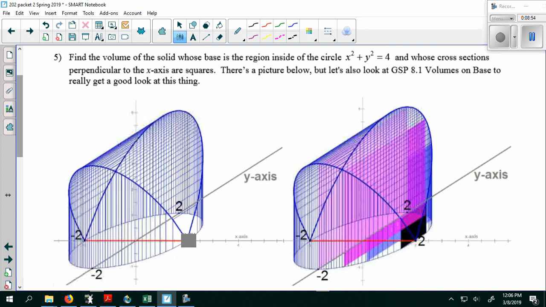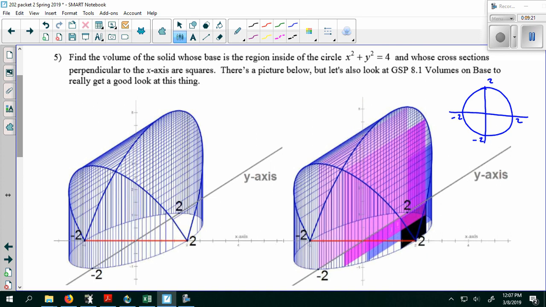All right, we want to find the volume of the solid whose base is the region inside the circle x squared plus y squared equals 4. So let's just sketch that. x squared plus y squared equals 4 looks like this. It's a circle centered at the origin with radius 2. Okay. The cross sections are perpendicular to the x-axis and they're squares.